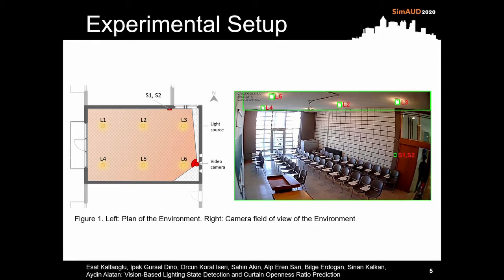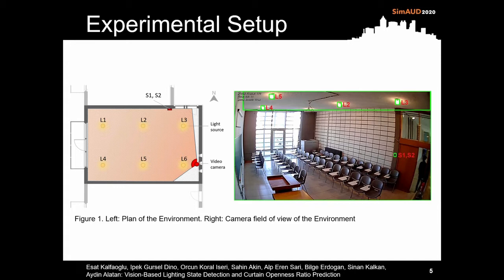The environment of our experimental setup is a classroom from the architecture department of Middle East Technical University. You can see the plan of the classroom on the left and the camera field of view of the classroom on the right. As seen in the plan, there are 6 light sources from L1 to L6, but 4 of them, L2, L3, L4 and L5, are in the camera field of view and their areas are represented as green rectangular boxes in the right figure.